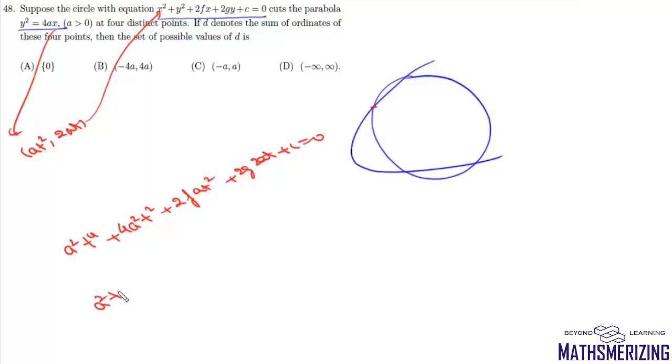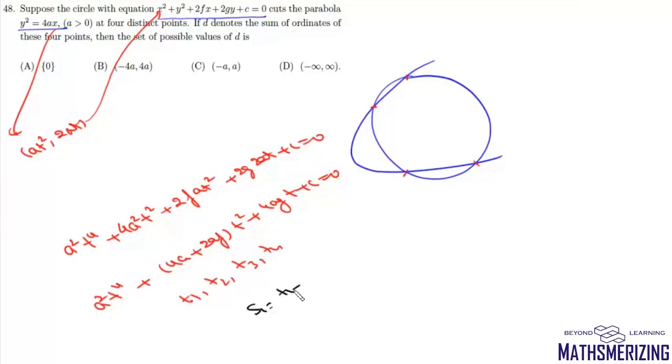So we can write this equation as a square t to the power 4 plus (4a square plus 2af) t square plus 4agt plus c equals 0. Now since there are 4 points of intersection, this equation will have 4 real roots, say t1, t2, t3 and t4. Now we'll write S1. S1 will be t1 plus t2 plus t3 plus t4 and it will be equal to coefficient of t cube. Now there is no coefficient of t cube. That means t1 plus t2 plus t3 plus t4 is simply 0.